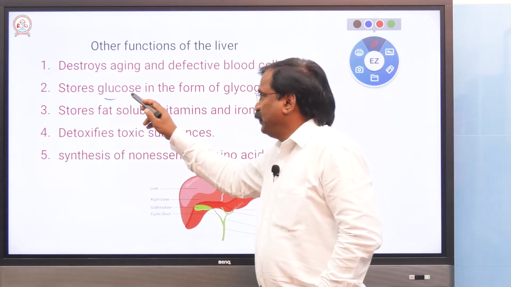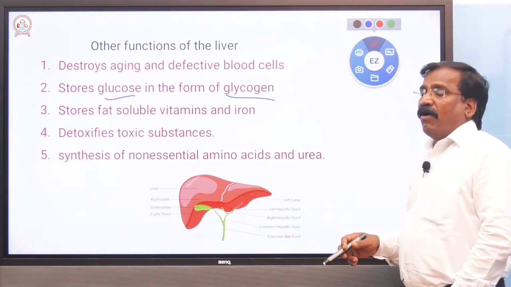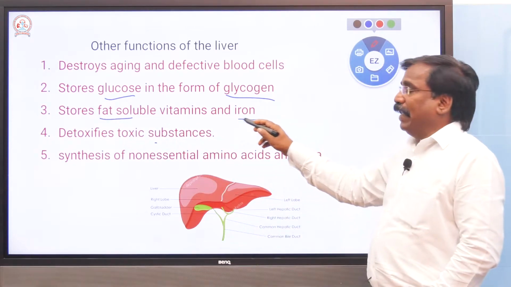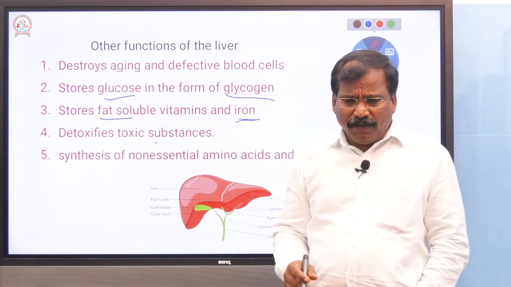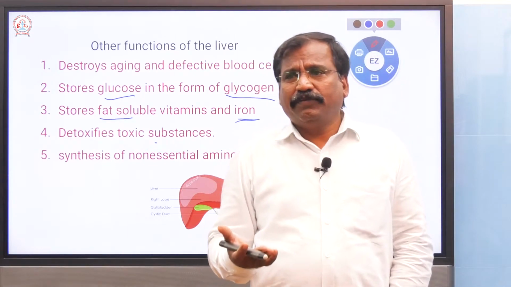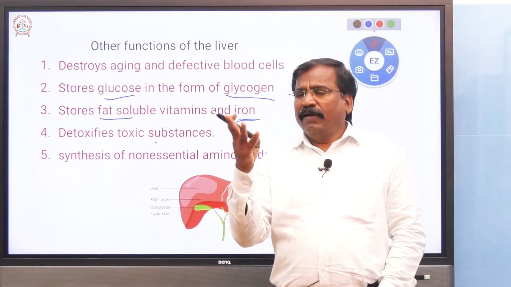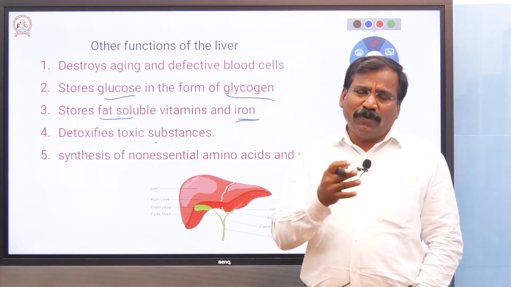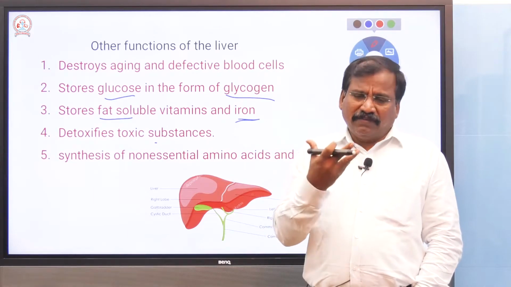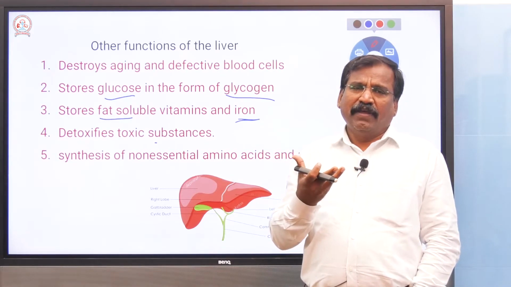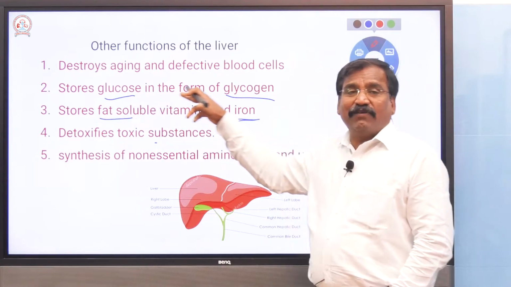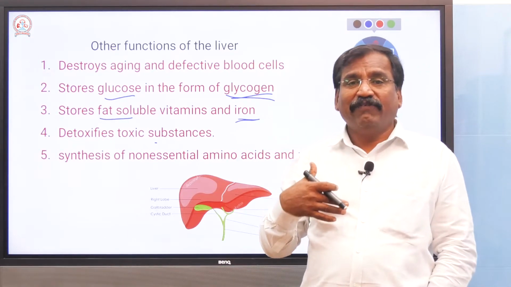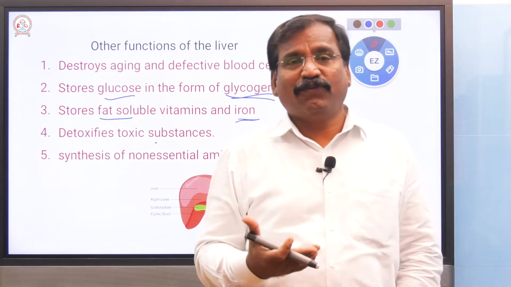So excess glucose is stored in the form of glycogen. The liver also stores the fat soluble vitamins and iron. In our body, only fat and carbohydrates can be stored. If you consume excess fat or excess carbohydrate, that glucose is converted into a complex sugar, namely glycogen, and stored. We can use it in the future.